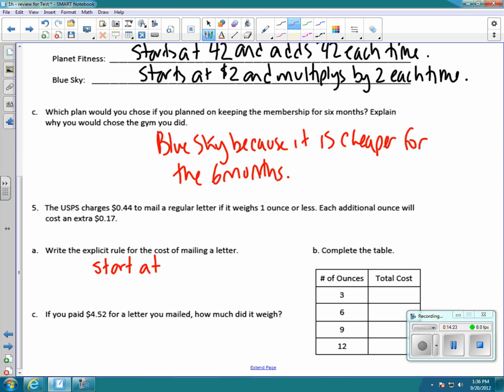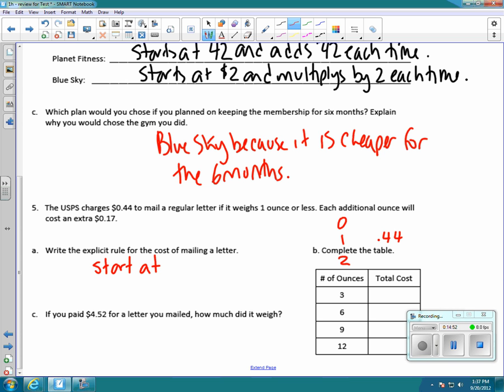I'm going to work with the table first of all. I do know that 2 ounces, well, we have to figure out what 2 ounces cost. 1 ounce will cost, and 0 ounces will cost. So a 1 ounce letter will cost 44 cents, 0.44. Anything in between 0 and 1 will cost 44 cents.